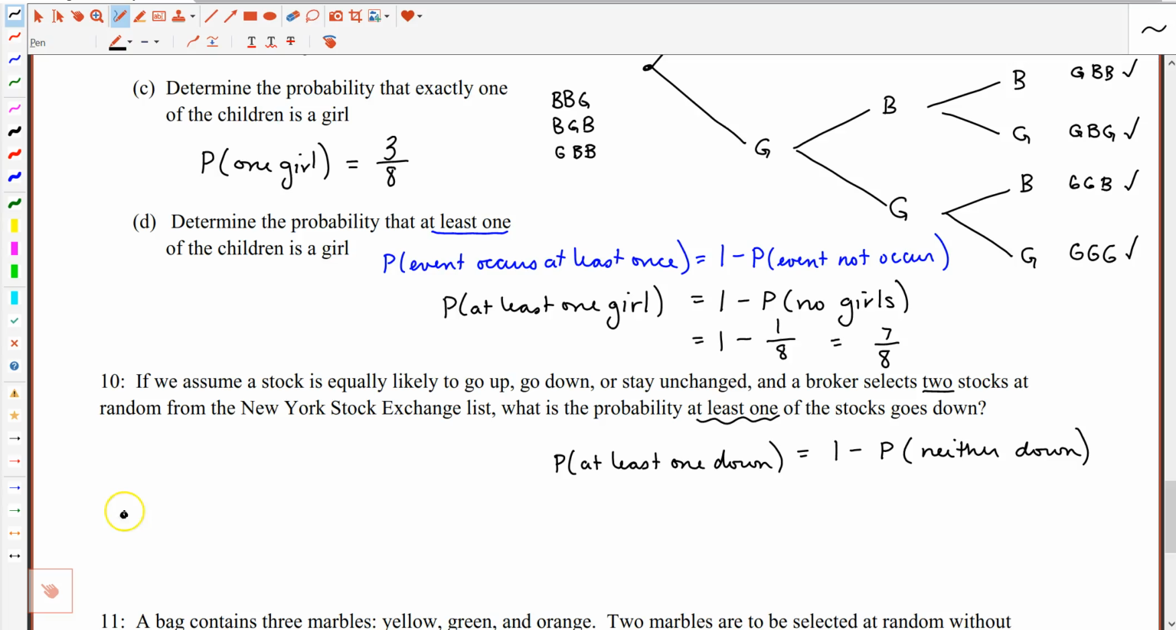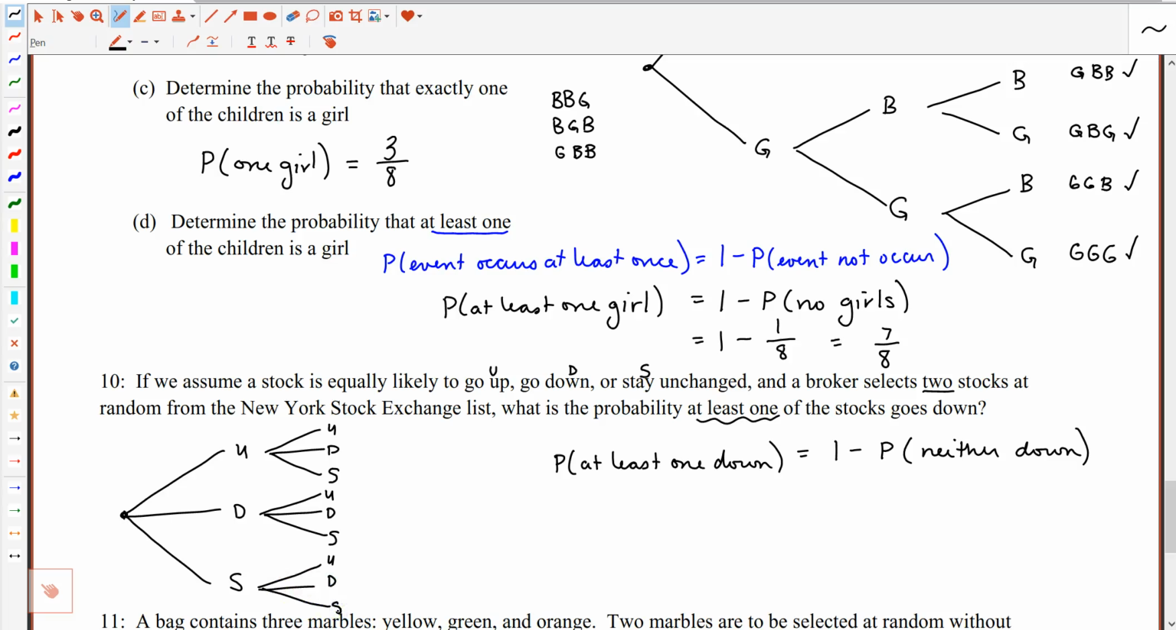Let's draw a tree diagram to see what's going on in this. So there's going to be 2 stages. On the first stage, or for the first stock, it could either go up, it could be down, or it could stay unchanged. So we'll just write S for stay. So maybe we'll put that down here so we can see how we're going to code these. Okay. The second stock could go up, it could go down, or it could stay. There are 3 options that could happen on the first stock, 3 options that could happen on the second stock. So overall there's going to be 3 times 3 or 9 options.